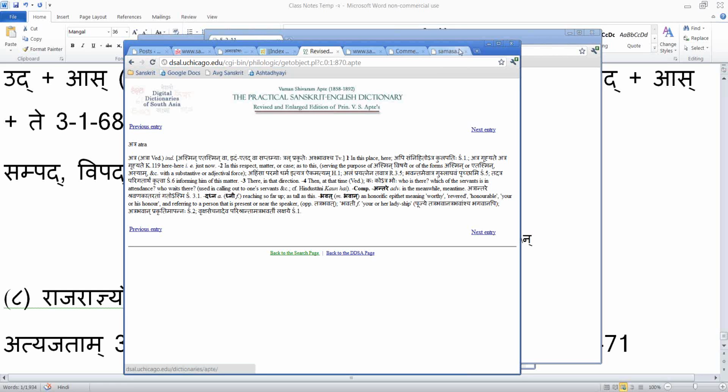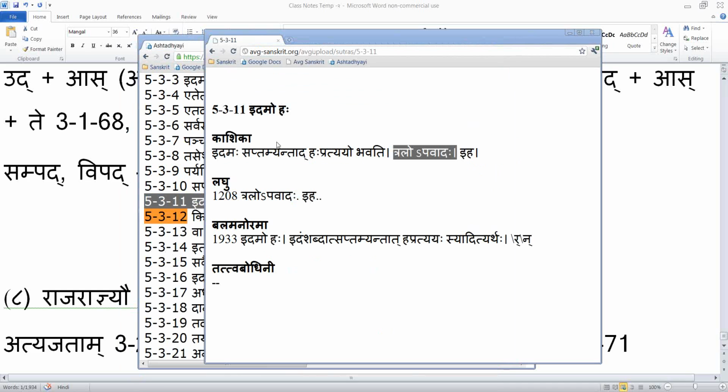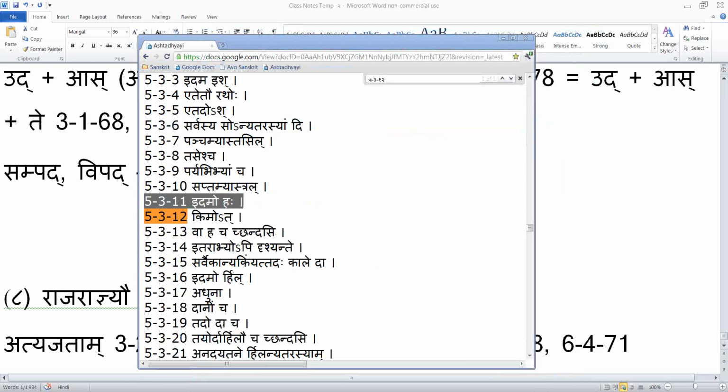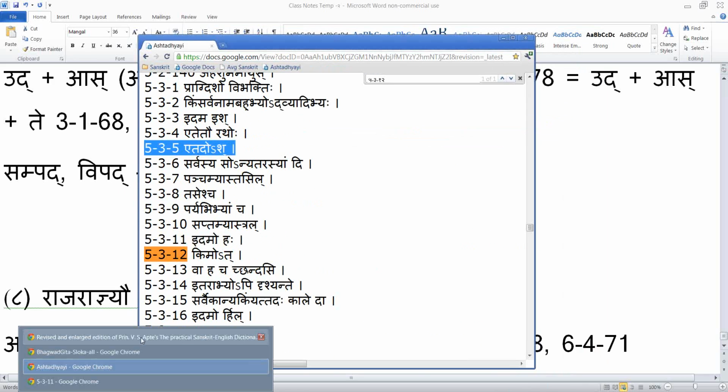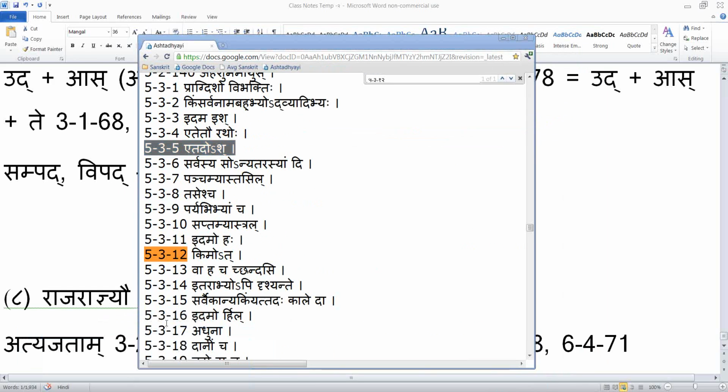Now one thing which is puzzling is that we have the apavada idamoha. Idamaha saptamyantad hat pratyayo bhavati, talopavadaha. I would not use idam. Let's try to use etad then. But how do we get etad plus tral? I think we can use this from here. Etado asya. Look at 535. Etado ash. 535 will work for us. I think that will do it.